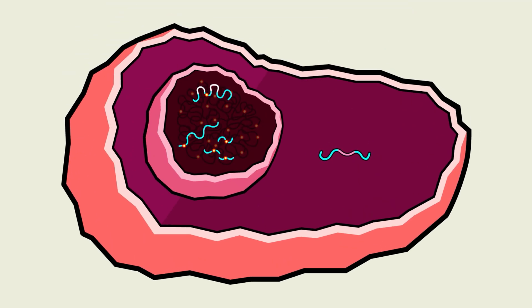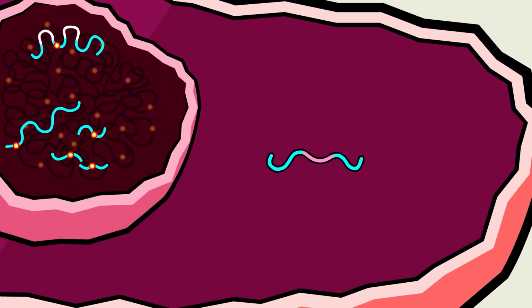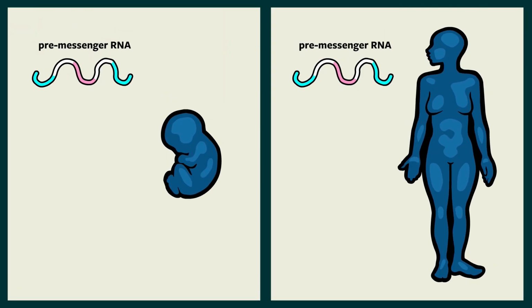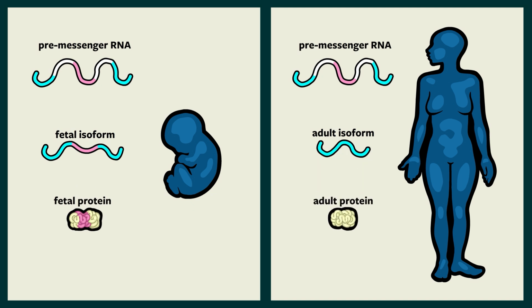Another type of RNA transcript that can be present in cancer cells but absent from the patient's normal adult cells is known as an oncofetal transcript, or fetal isoform. In a developing fetus, many messenger RNA transcripts are spliced differently than they are in the body of an adult. These fetal isoforms can cause differences in cell growth and function.